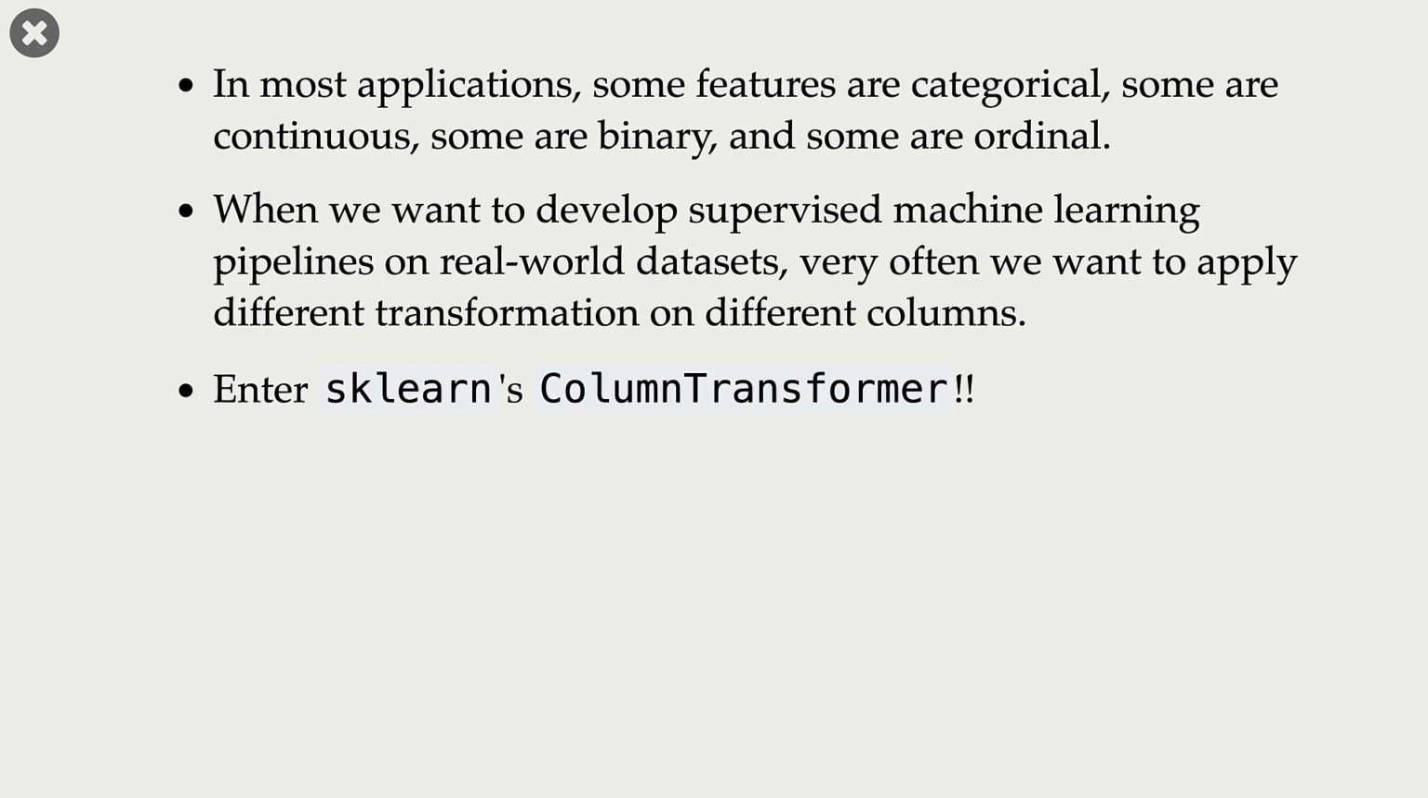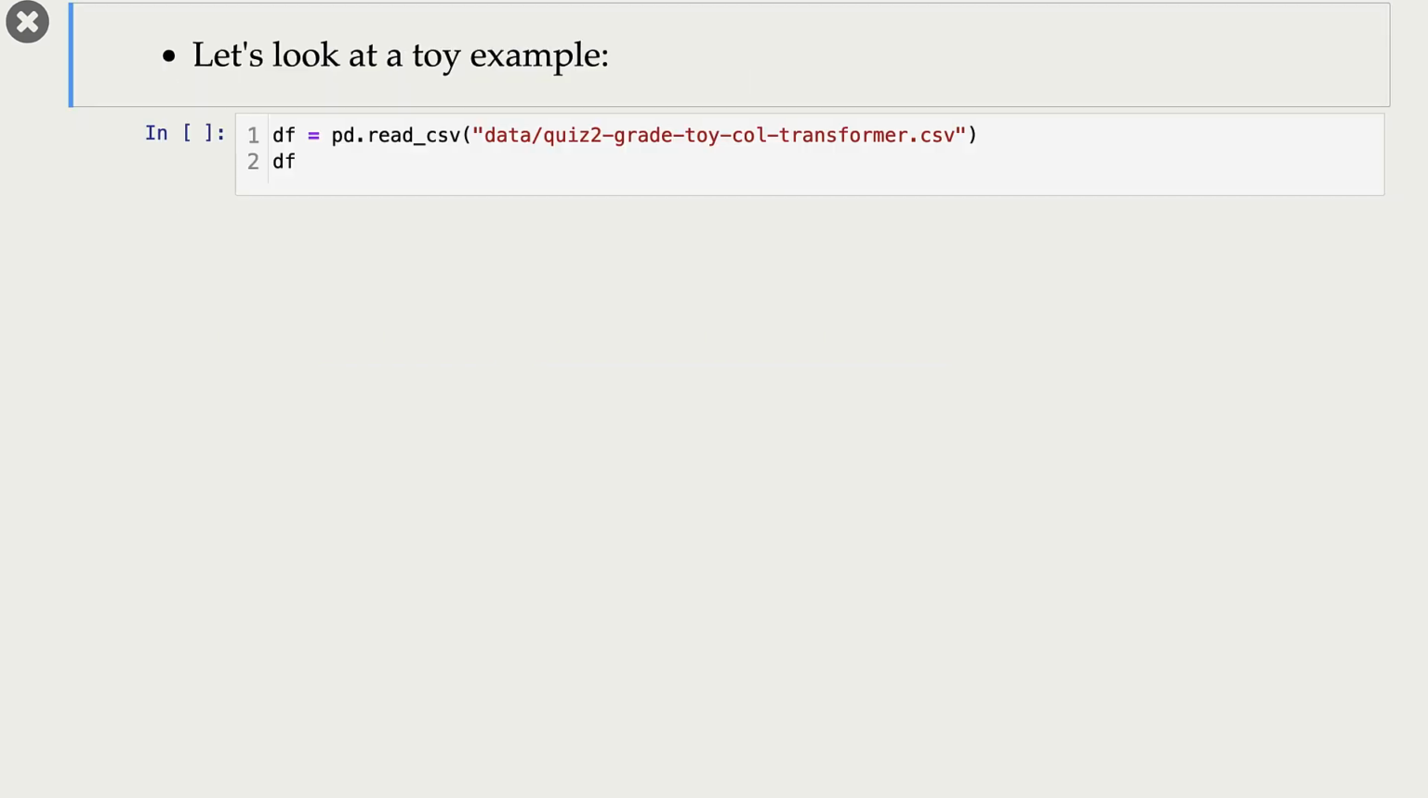Enter Scikit-Learn's ColumnTransformer. ColumnTransformer allows you to apply different transformations on different features. And it does it in a single object so that we can pass that ColumnTransformer object in a pipeline. So let's talk about ColumnTransformer in detail. First, I'm going to use a toy dataset to demonstrate why we need a ColumnTransformer and how to use it. Once we know how to use ColumnTransformer, we will apply it on our California housing dataset.